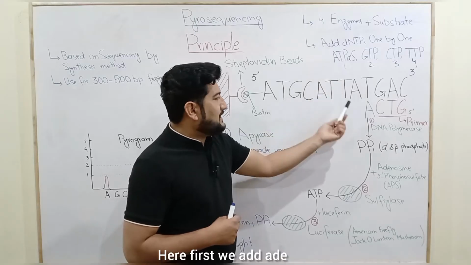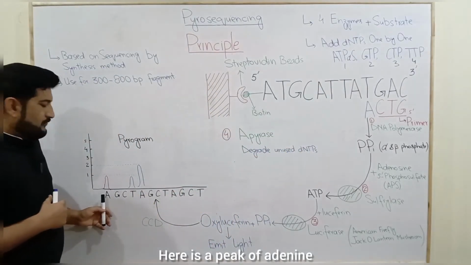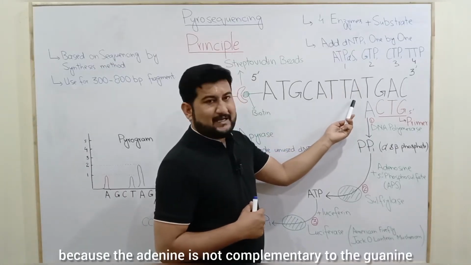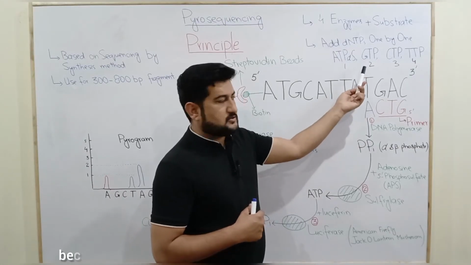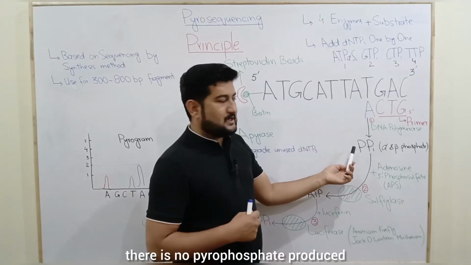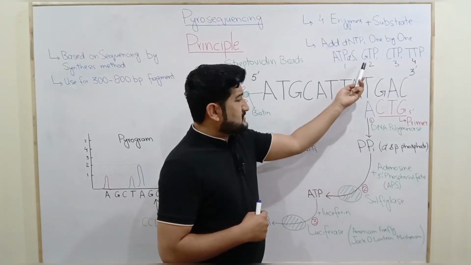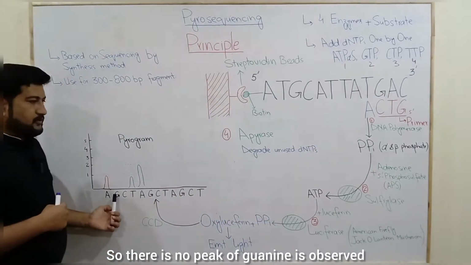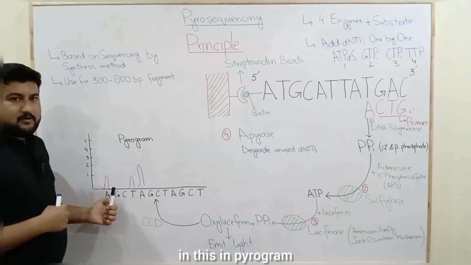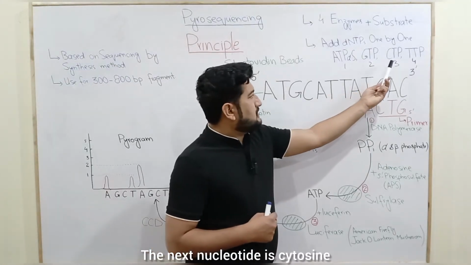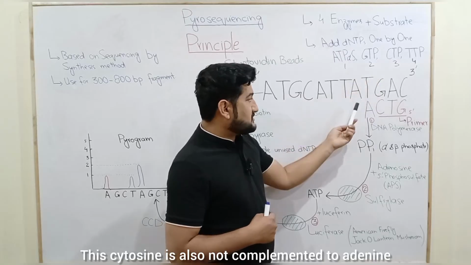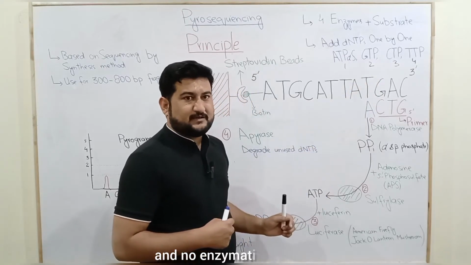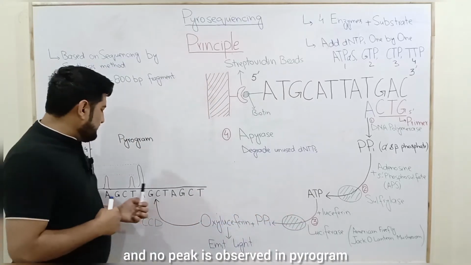First, we add adenine. Here is a peak of adenine. And next, we add guanine. Because adenine is not complementary to guanine, no pyrophosphate is produced. This guanine remains unincorporated, so no peak of guanine is observed in the pyrogram. The next nucleotide is cytosine. This cytosine is also not complementary to adenine. That's why there is no pyrophosphate, no enzymatic reaction, and no peak is observed in the pyrogram.